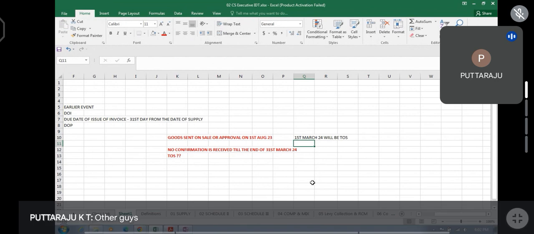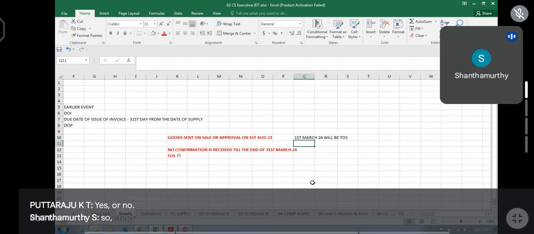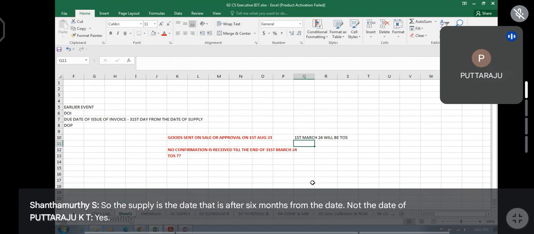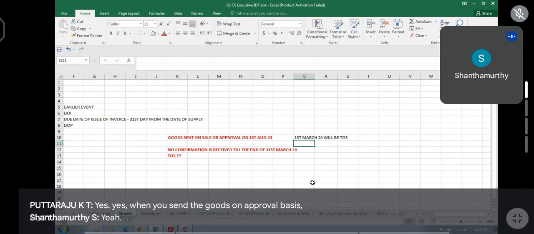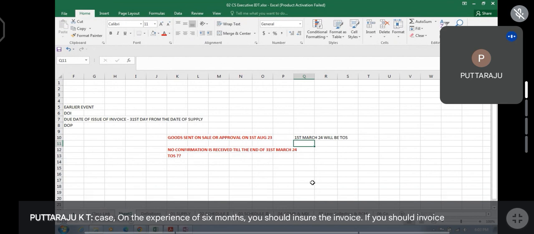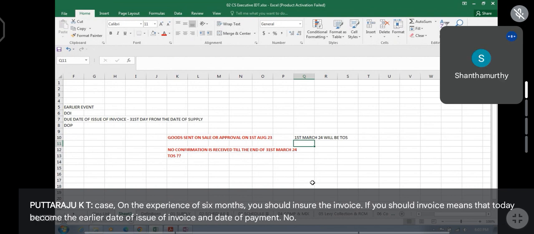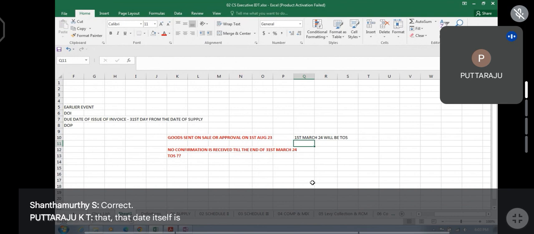Are you guys understanding right? Yes or no? So the time of supply is the date that is after 6 months from the date, not the date of delivery. When you send the goods on approval basis, he can return them. In that case, on the expiry of 6 months, you should issue the invoice. If you issue the invoice, that day becomes the earlier of the date of issue of invoice and date of payment. That date itself is the time of supply.